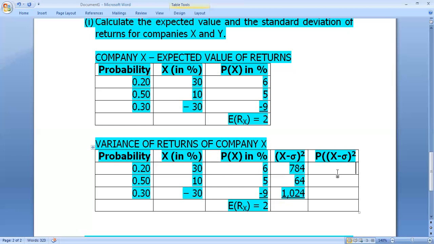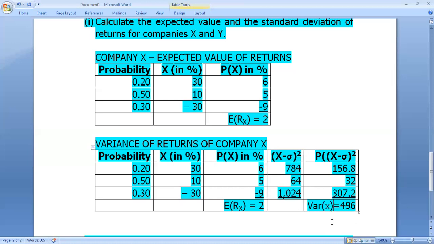784 times 0.20, that gives us 156.8. 64 times 0.5, that gives you 32. Then 1024 times 0.3, that gives us 307.2. What is the summation of this? When we add all this, we get 496. So this is our variance of X.